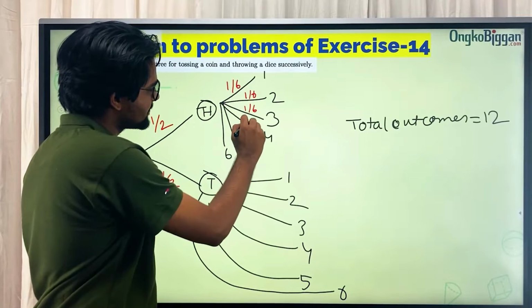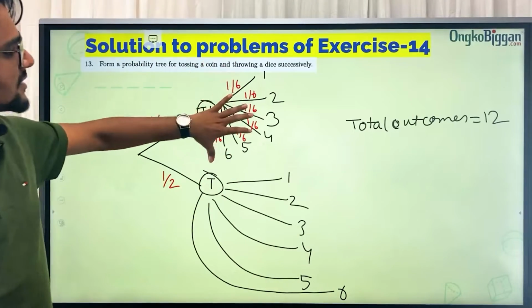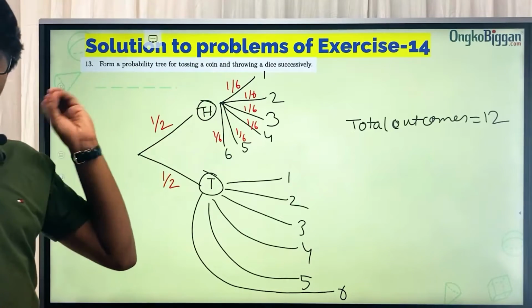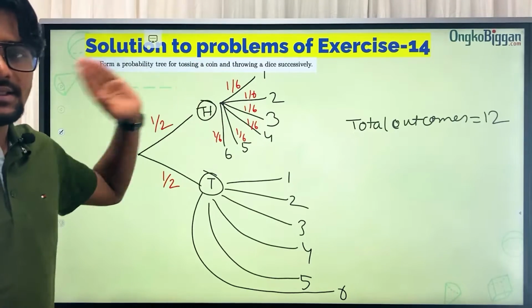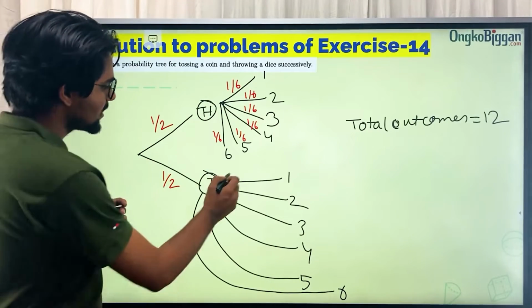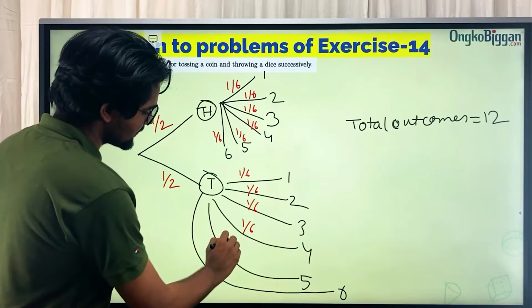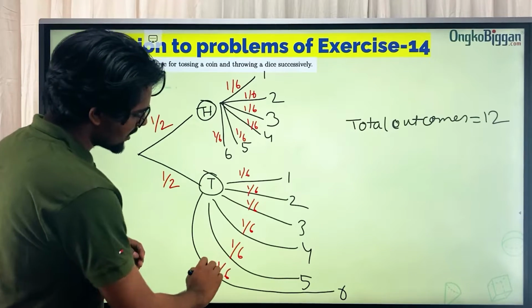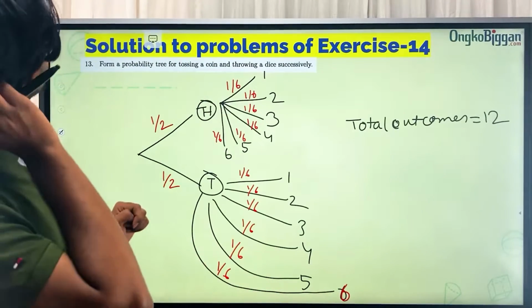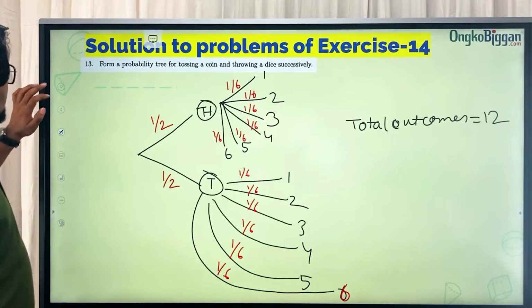1 by 6, because there are 6 such numbers, and any one can be a possibility. That is, total outcomes in the die part is 6, and 1 can be the possible outcome. So that is 1 by 6. So 1 by 6, 1 by 6, 1 by 6, and 1 by 6. So this is how you can write the probability tree of a coin and a die throwing.